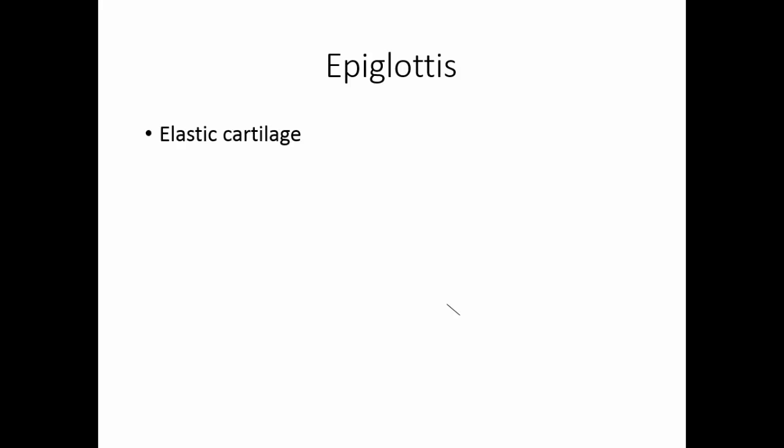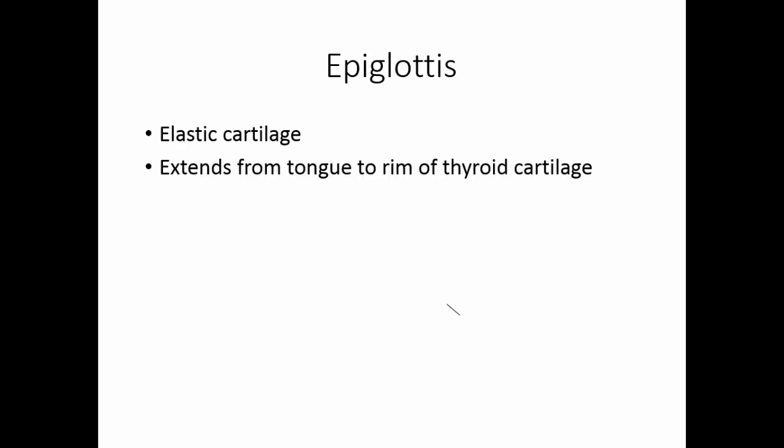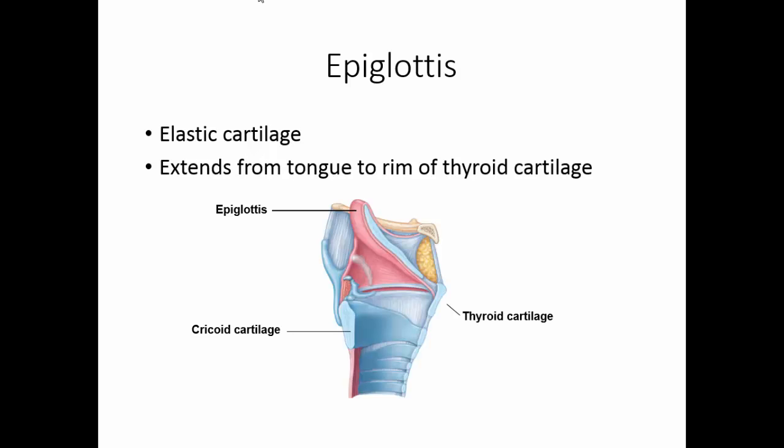If we look at it from the side, the epiglottis is an elastic cartilage. It extends from the tongue to the rim of the thyroid cartilage. So this is the front. So here's the front of the thyroid cartilage, the cricoid cartilage here. The back of the tongue would be here. So here's the epiglottis, ready to cover the opening to the trachea, which is known as the glottis.